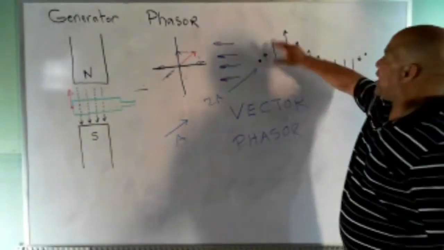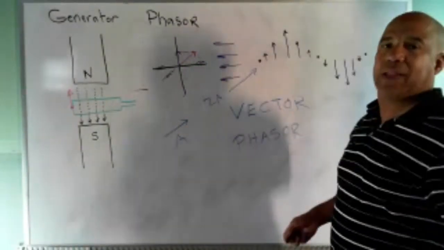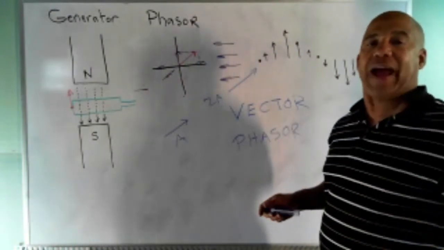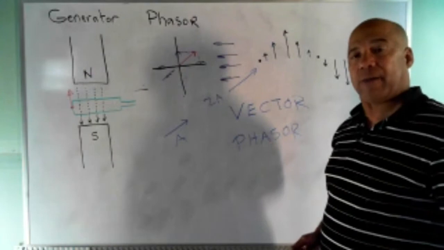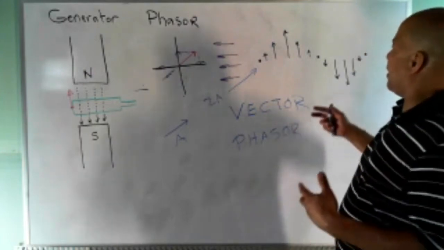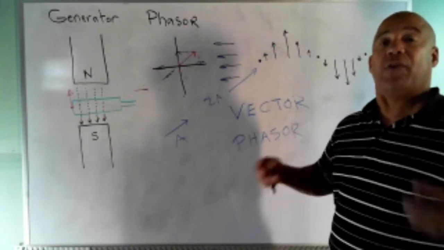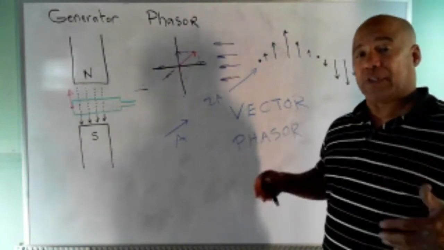So this diagram, really what we're diagramming here is the way the forces are acting on the conductors in the wire. And remember, it's the force that separates the charge, so it's the force that makes the voltage. And it's the voltage that makes the current.